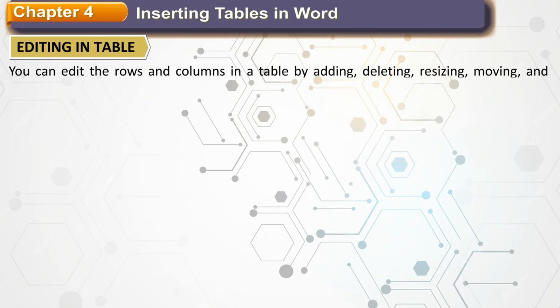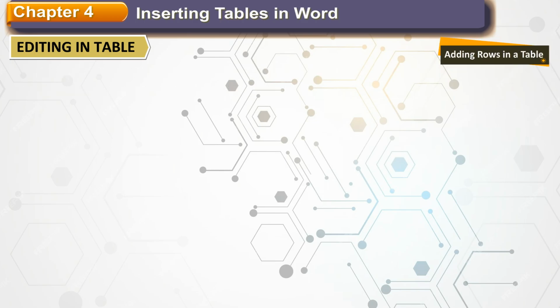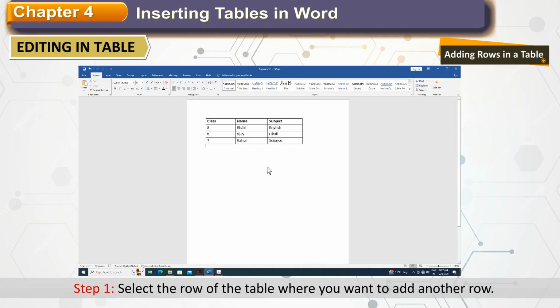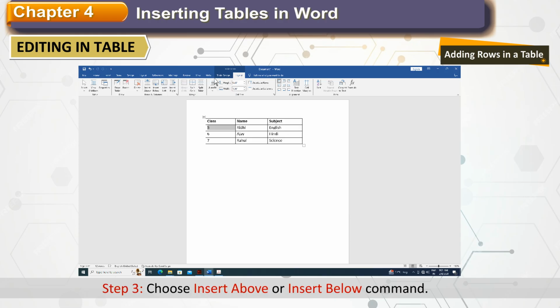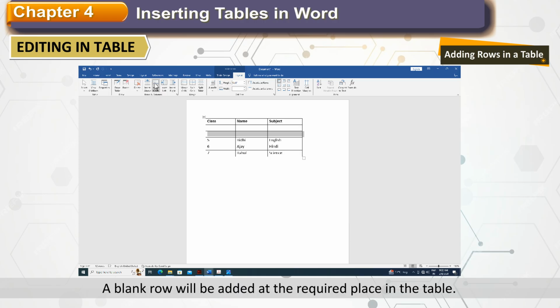Editing in table. You can edit the rows and columns in a table by adding, deleting, resizing, moving, and changing the size. Let us learn about these in detail. Adding rows in a table. To add more rows to the table, follow these steps. Step 1. Select the row of the table where you want to add another row. Step 2. Click on the Layout tab. Step 3. Choose Insert Above or Insert Below command. A blank row will be added at the required place in the table.